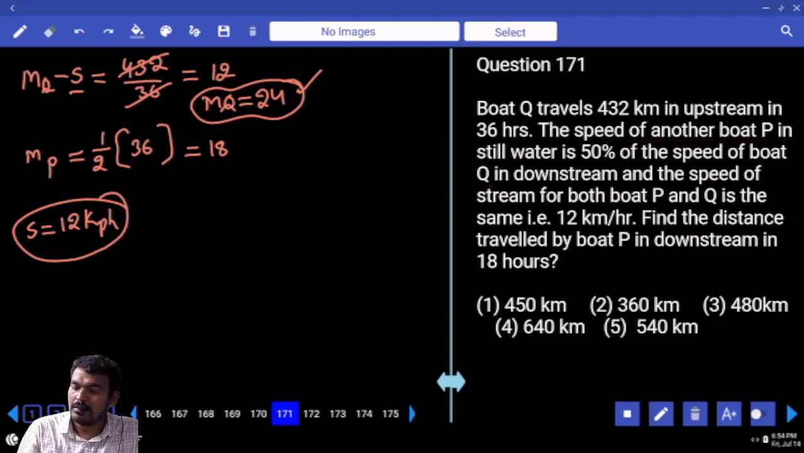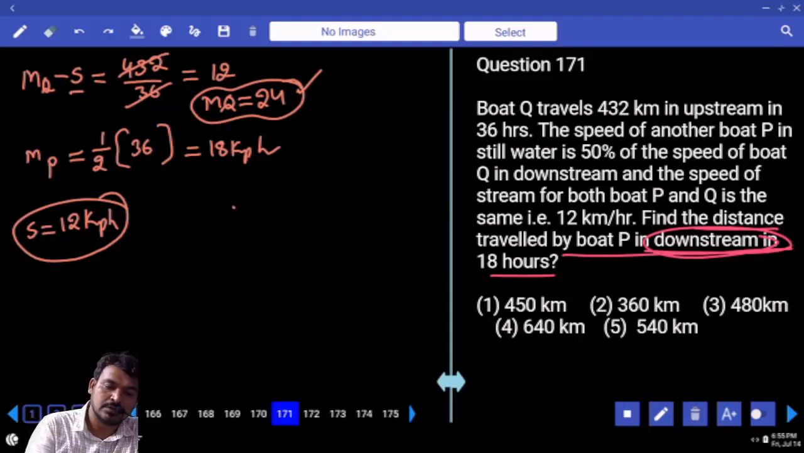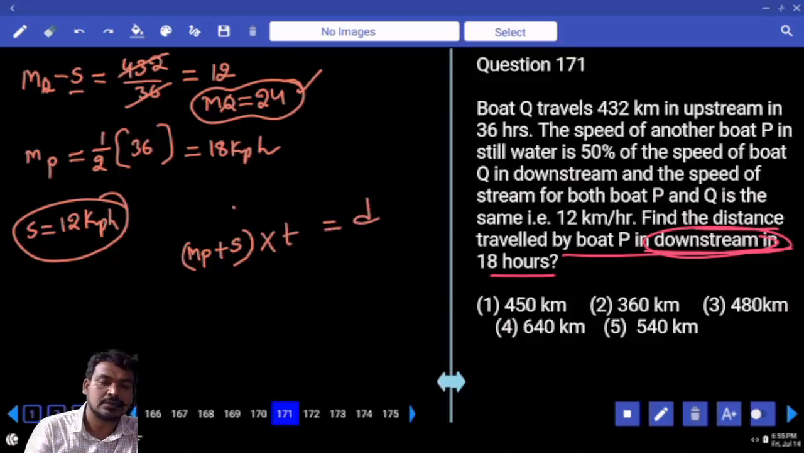Okay. Next. What is the question here? Find the distance travelled by the boat P in downstream in how many hours? 18 hours. What is the speed value? 18 km per hour. But do we require downstream distance or upstream distance? Downstream distance. Downstream distance means we write MP plus S into time equals distance. What is the MP value? 18. What is the S value? 12. 18 plus 12 is 30. Into time, how many hours? 18 hours. What is the answer? 540 kilometers.